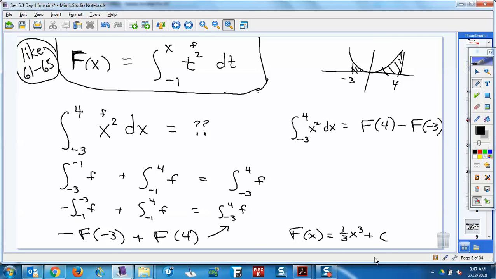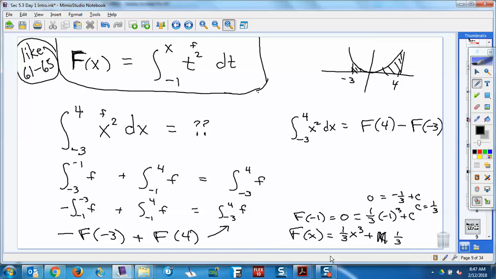But what do we know? We know that big F of -1 is 0, right? You go -1 to -1, that's going to be 0. So let's put that in. So 1/3 times -1 cubed plus c has got to equal 0. So 0 equals -1/3 plus c. So c is equal to 1/3, right? So my big F function is actually just 1/3 x cubed plus 1/3.